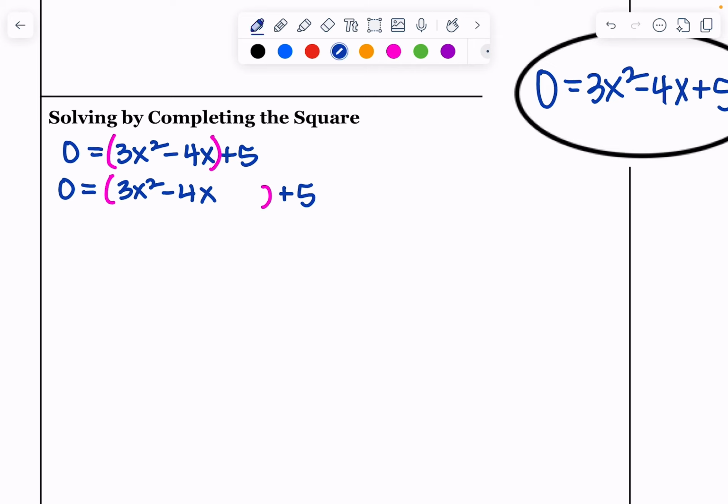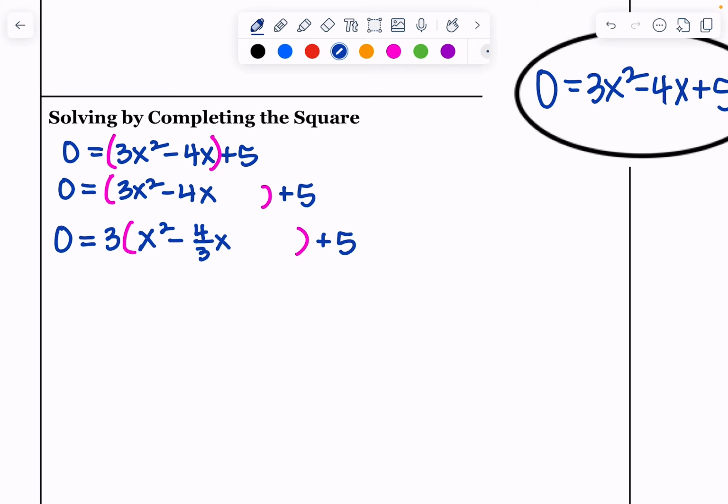On this next line, we're going to factor out our leading coefficient. So I'm going to divide this pink parentheses by 3. So that brings my 3 on the outside. And on the inside, I'm left with x squared minus 4/3 x with some space. And then again, don't forget that plus 5.